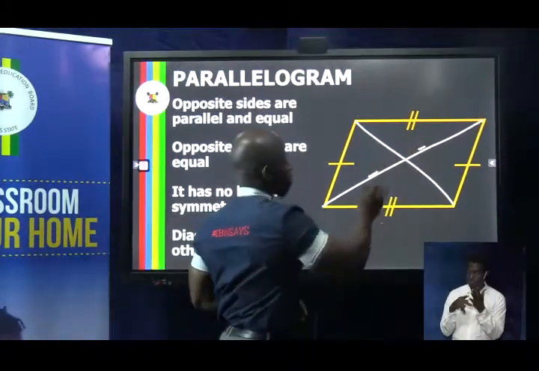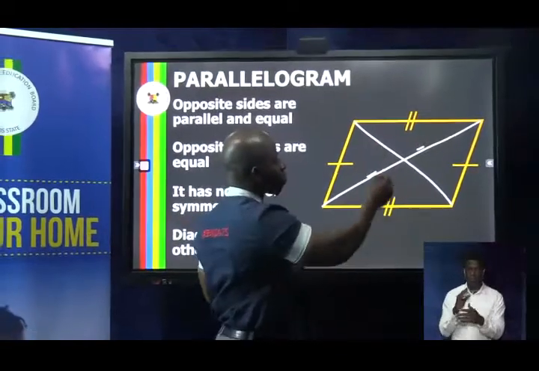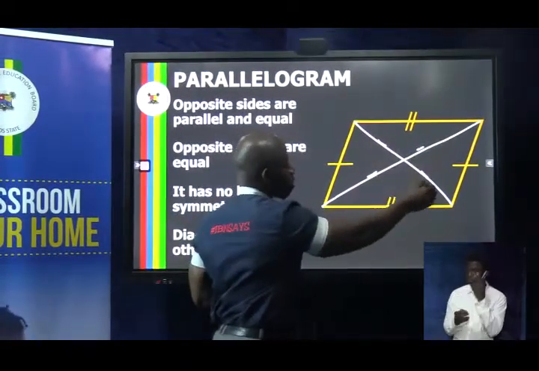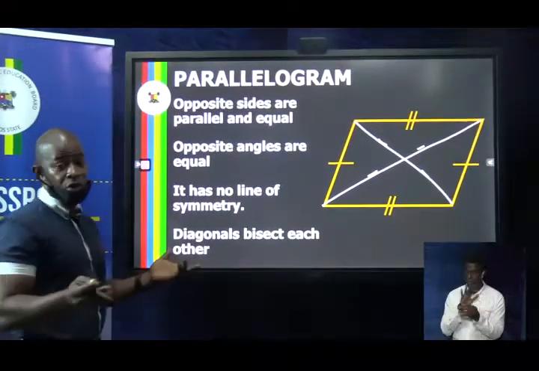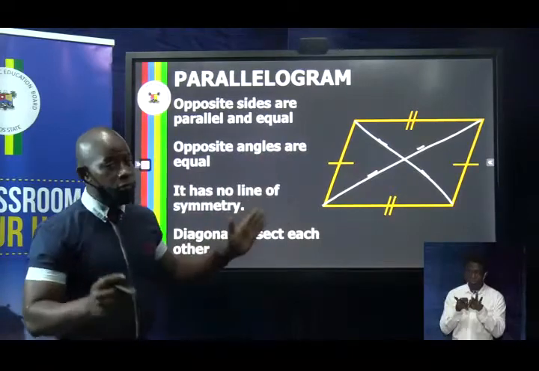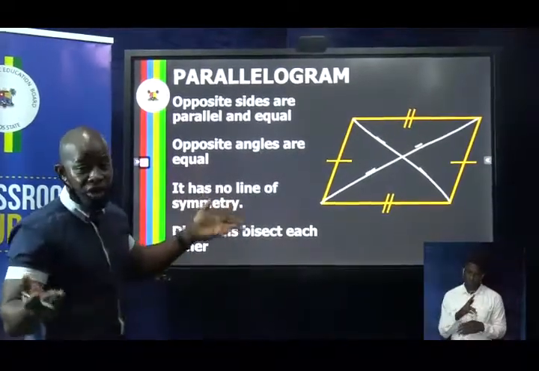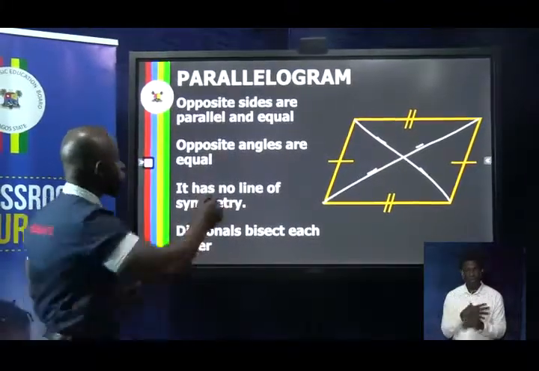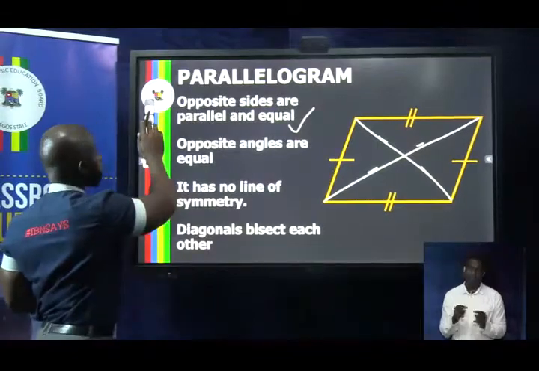This one is equal to this. This long diagonal also divides this small diagonal into two equal parts. This part is equal to this part. That's what it means. So that is that about parallelograms. The most important property is that opposite sides are parallel. That's why they call them a parallelogram. Then opposite sides are equal. Always remember this property.